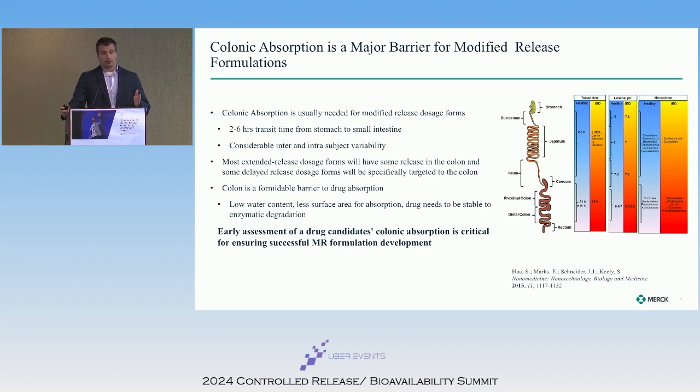So I've mentioned this before. One of the big things you need to understand for modified release is colonic absorption of your compounds. It's usually needed for your modified release dosage forms. You have a 2 to 6 hour transit time, which is highly inter- and intra-subject dependent. The graph to the right, my apologies, is looking at some of the GI factors for somebody who's healthy and somebody who's suffering from some IBD that day. So you can see a big difference in transit time.